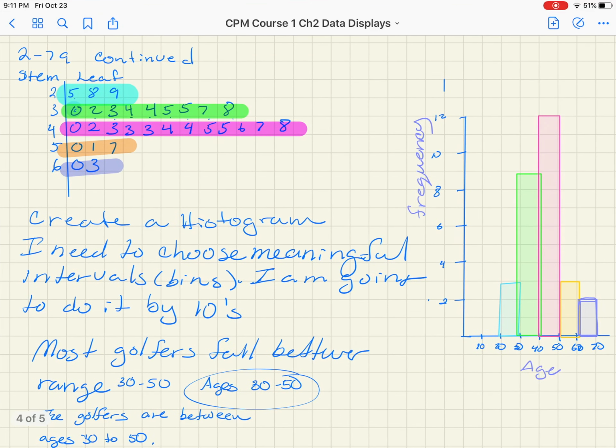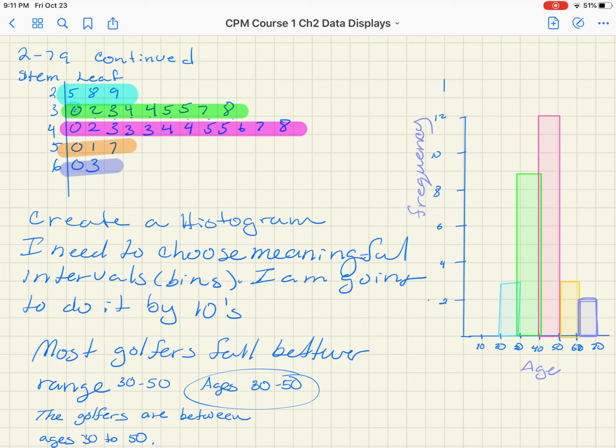So I took my information and then I organized it from least to greatest and got my stem and leaf plot made correctly. And then I had to create a histogram. You have to choose what you want your intervals to be or your bins, and I chose to do it by tens. So I did it in years of tens.